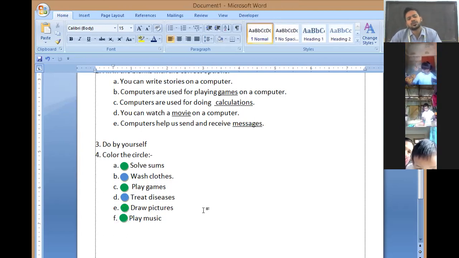So it's also a type of true and false. If it is true, color it green. If it is false, color it blue. That's all for question number 4.